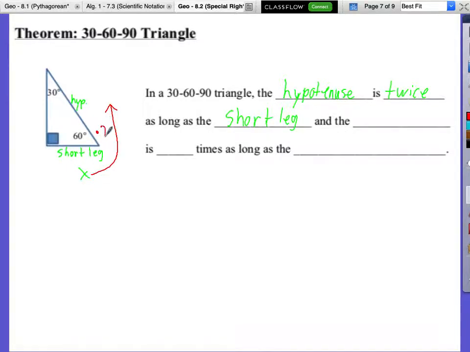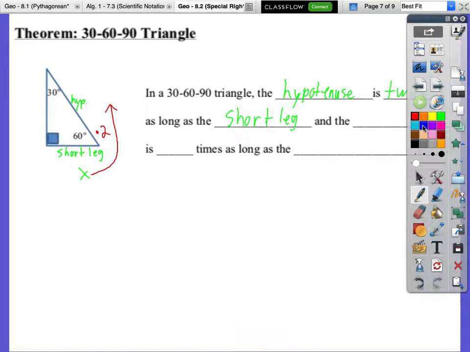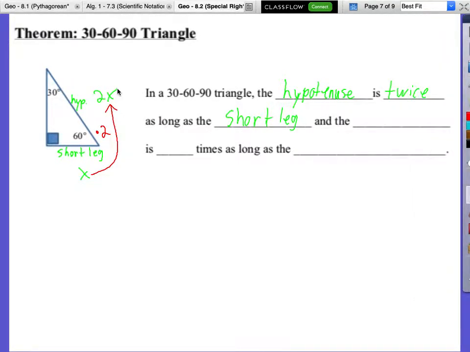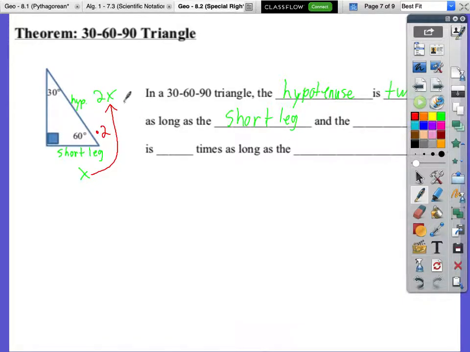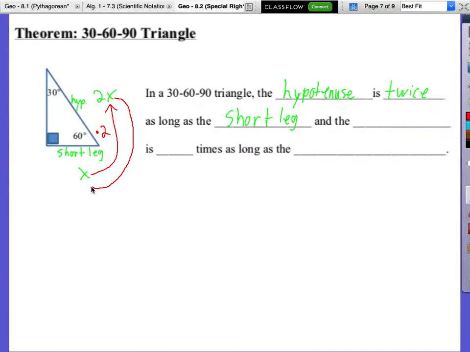And we did what operation to get there? Multiply by 2. Because if we remember on our picture right above this, this was half of the side of the big equilateral triangle, and this is the whole side of the big equilateral triangle. So if we were going back from the hypotenuse to the short leg, what would we do? Divide by 2, the opposite of multiplication, which is division.